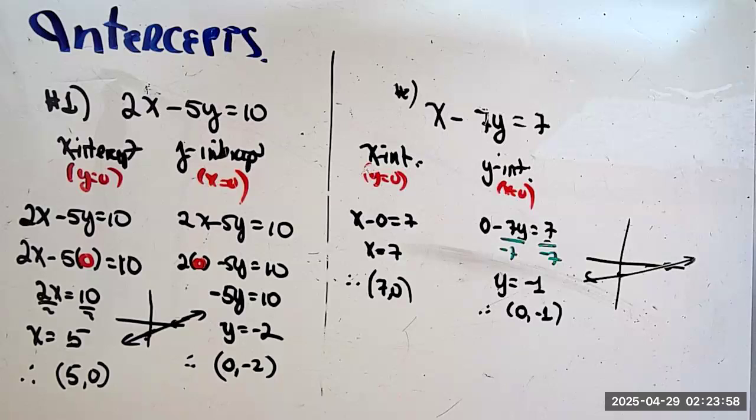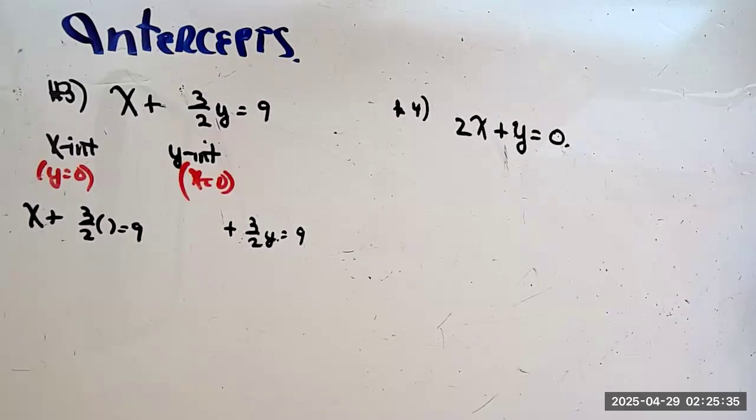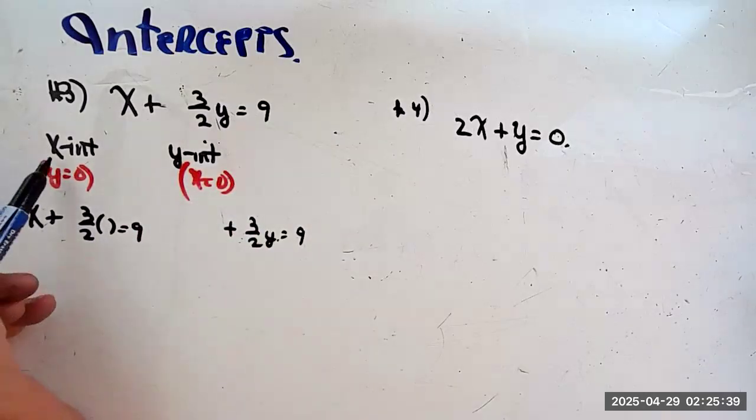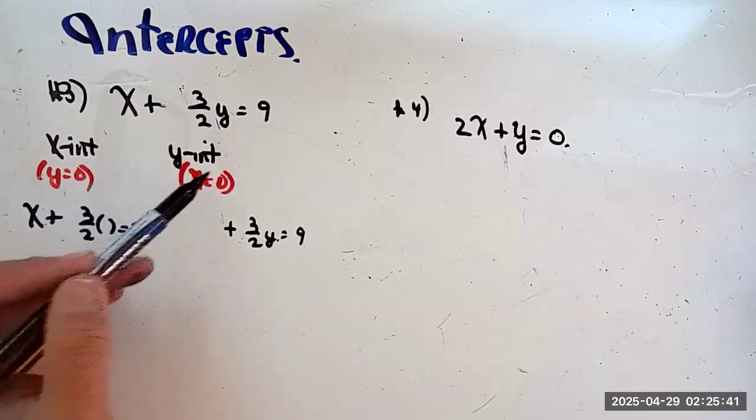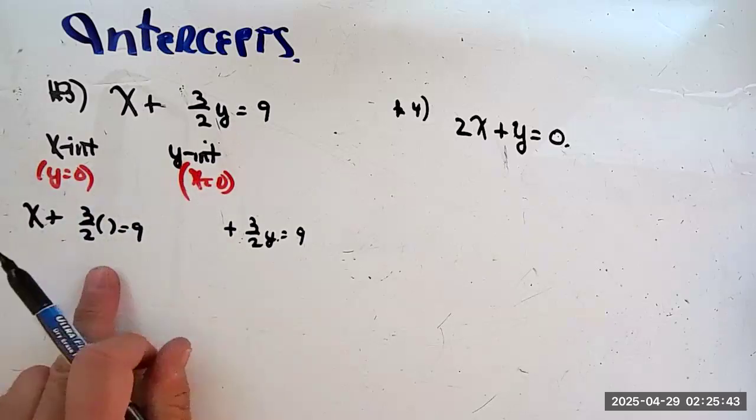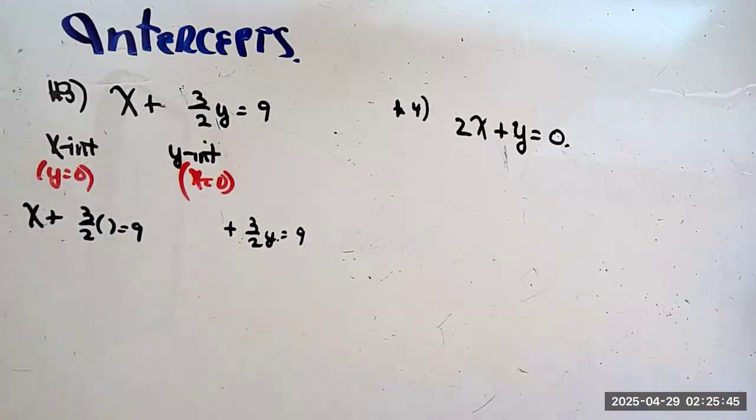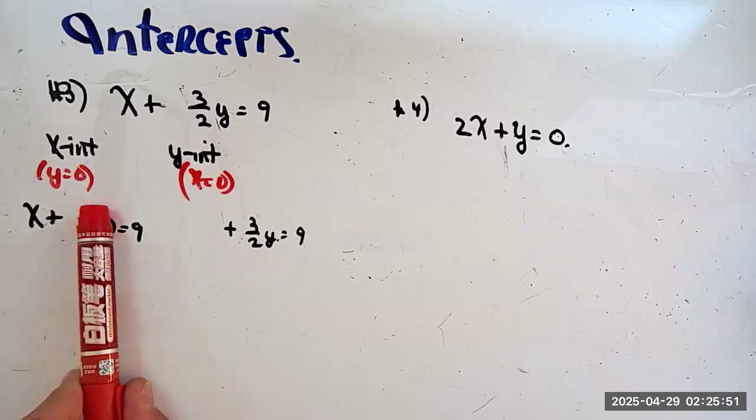Okay, let's try 2 more examples. Let's continue with these two examples. X plus 3 halves y equals 9. Again, for the x-intercept y equals 0, for the y-intercept x equals 0. So here we force y to be 0. So of course, we have x equals 9.